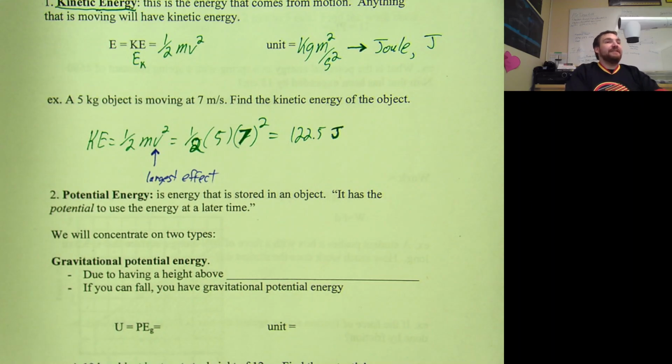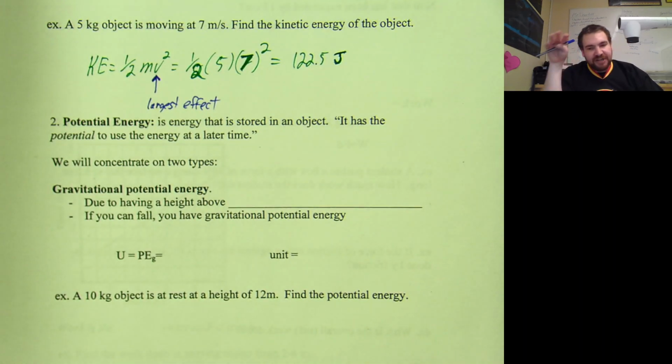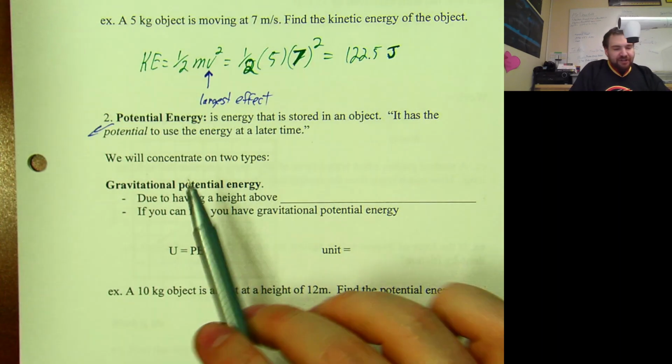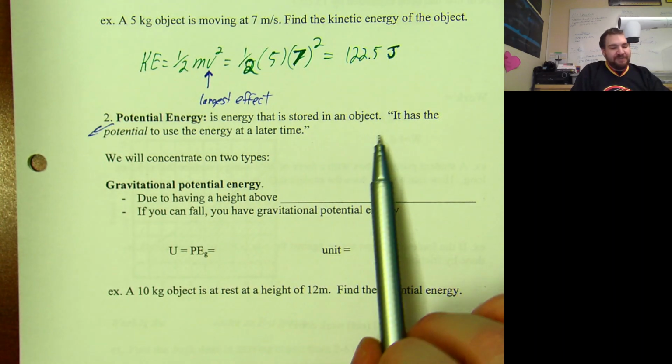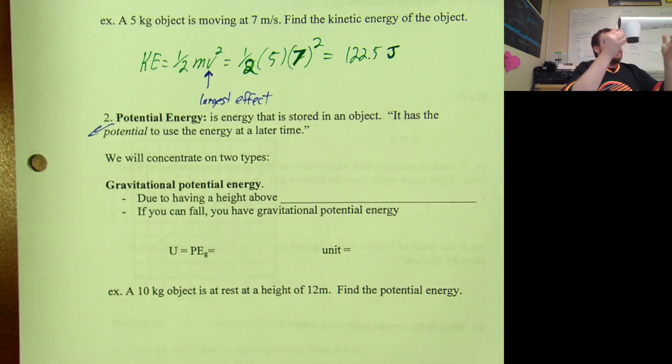The next classification of energy that we're going to look at is potential energy. Now, potential energy has a whole bunch of different kinds. I'm just going to list the whole bunch here off the side. Potential energy is energy that is stored in an object. It has the potential to be used later. Chemical is one. What is an example of an object that stores chemical energy?